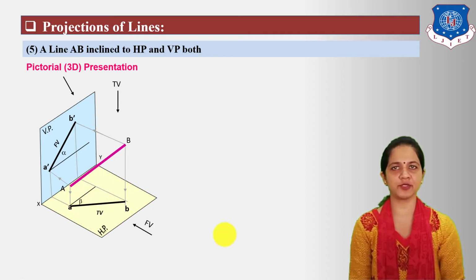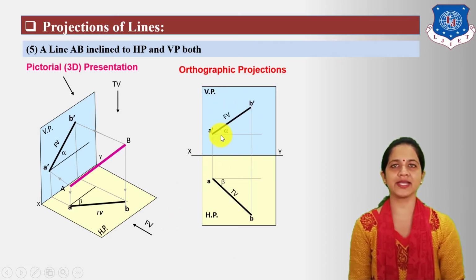Now, for orthographic projection drawing with reference to XY, we need to rotate the horizontal plane in the clockwise direction up to 90 degrees. So you can see here the orthographic projection with reference to XY after rotation of the horizontal plane. Here the front view A dash B dash is located above the XY line at an angle alpha with HP or with XY, and the top view AB is located below the XY line at an angle beta with XY or with VP.